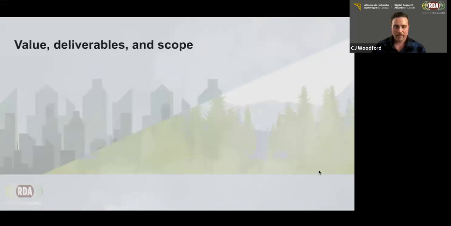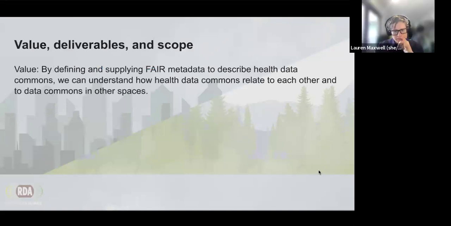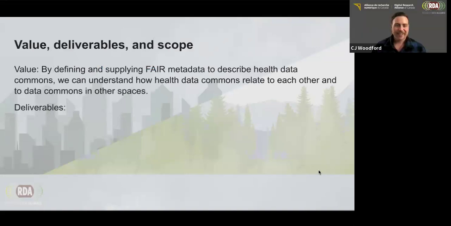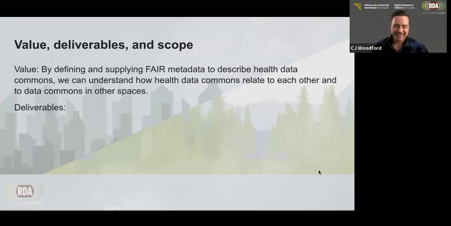So I think, Lauren, is it me or you who talks about value and deliverables and scope? I think it was you, but I can take over too, whatever you want. Okay. I can't remember, to be honest. That's all right. Maybe I'll keep talking for now because I think you definitely have more relevance when it comes to talking about the subdomain. So I'll keep this part.